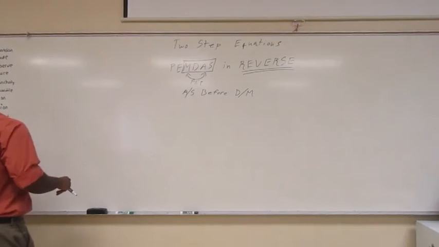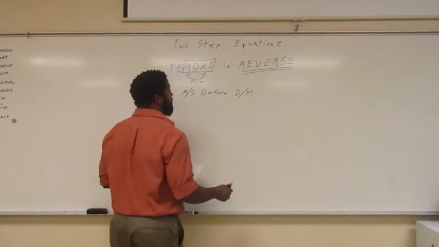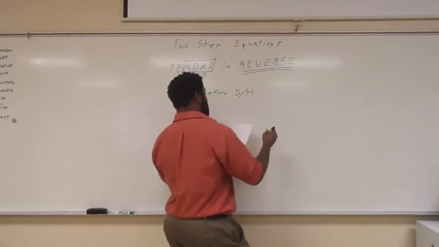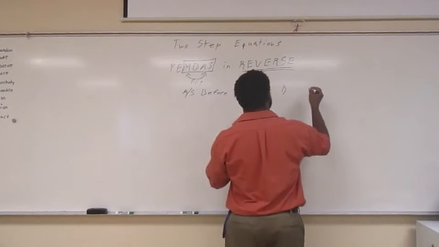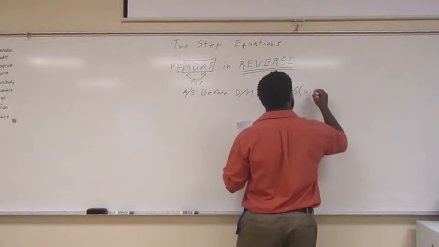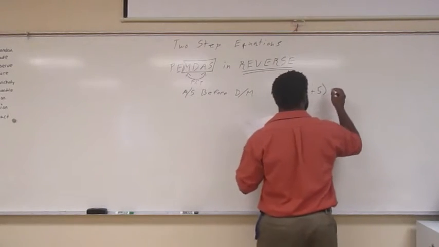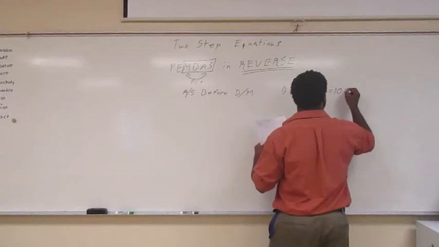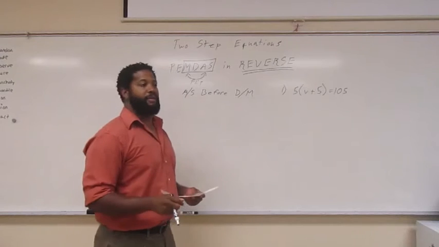So, look at number 1, right? Number 1 states 5, parenthesis, v plus 5, close parenthesis, equal to 105, right? Okay?